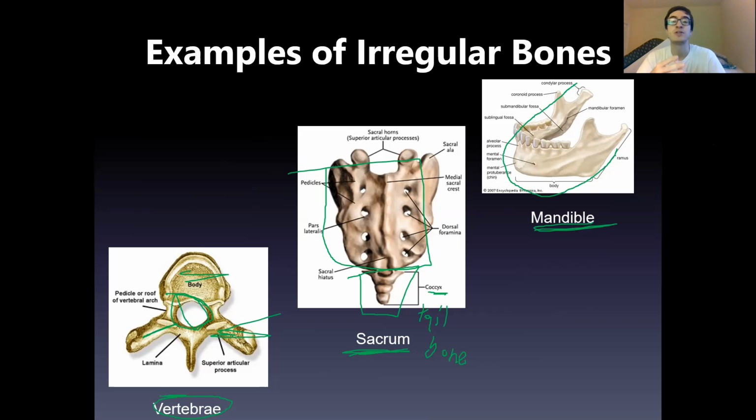So our 4 major types of bones are long bones, short bones, flat bones, and irregular bones.